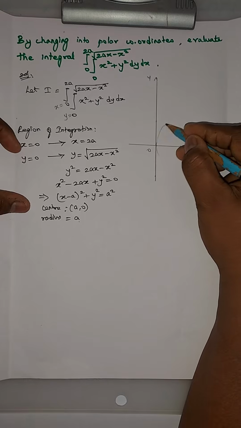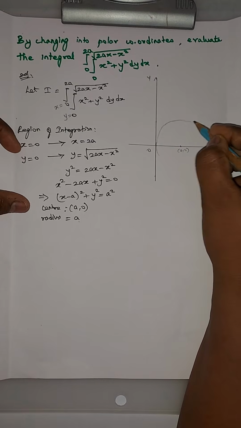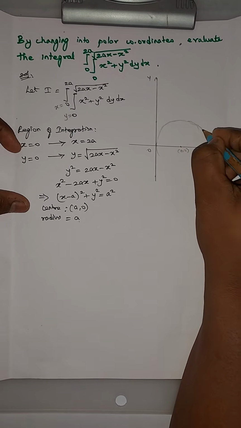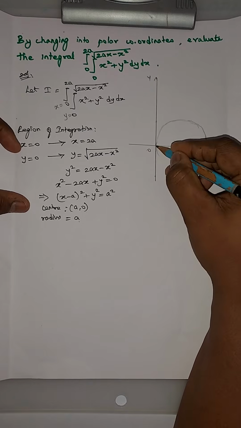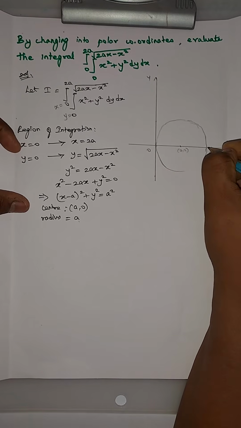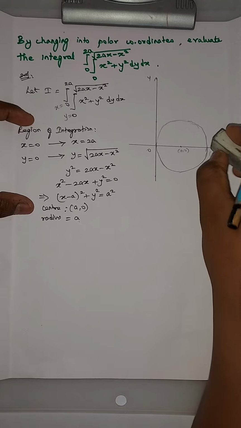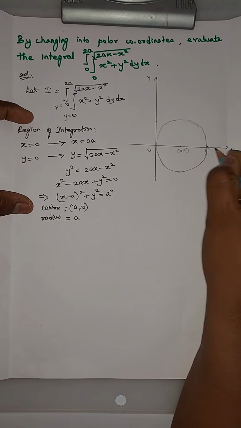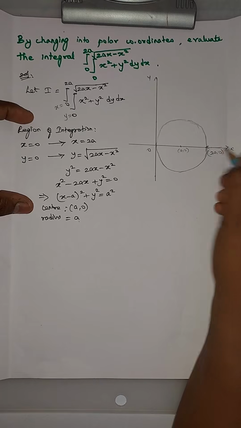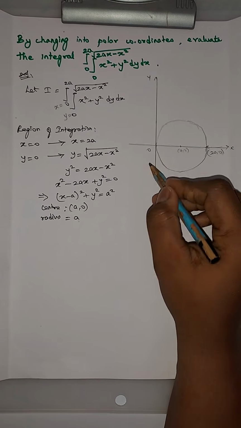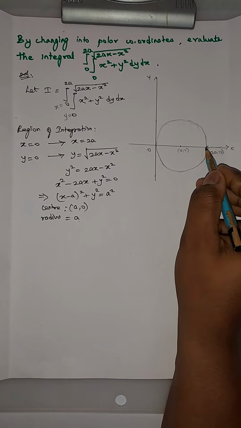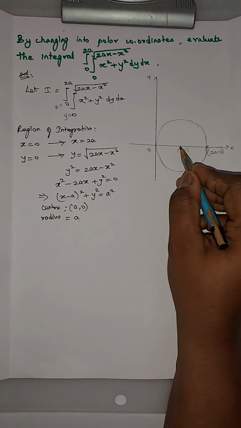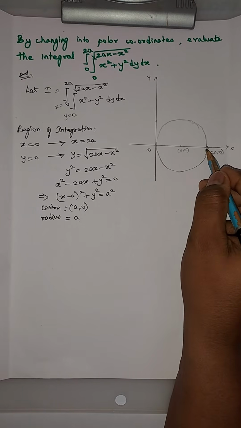Like this. Somewhat like this. So here it should be 2a comma 0, because we know that if the radius is a, then the diameter becomes 2a. If the radius is r, then the diameter becomes 2r.